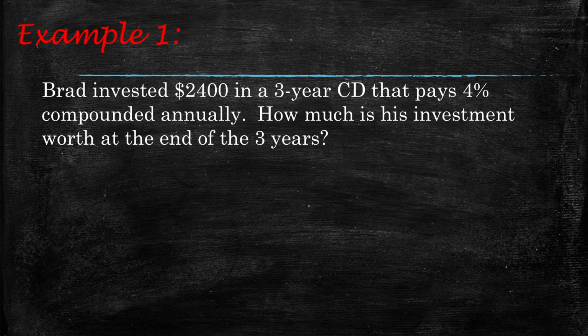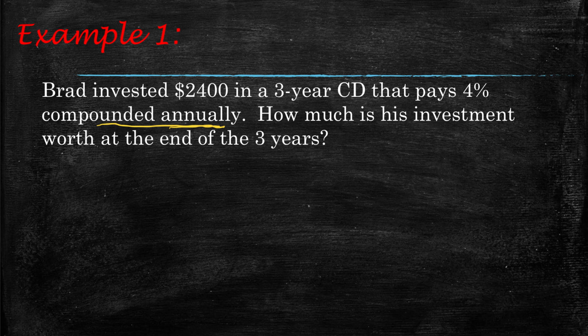Okay, so let's just go ahead and go straight to an example. It says Brad invested $2,400 in a 3-year CD that pays 4% compounded annually. How much is his investment worth at the end of the 3 years? And so this is going to be just a simple interest problem. The clue that gives that off is it says it's compounded annually, and if you think about that word annually, that means just one time a year.